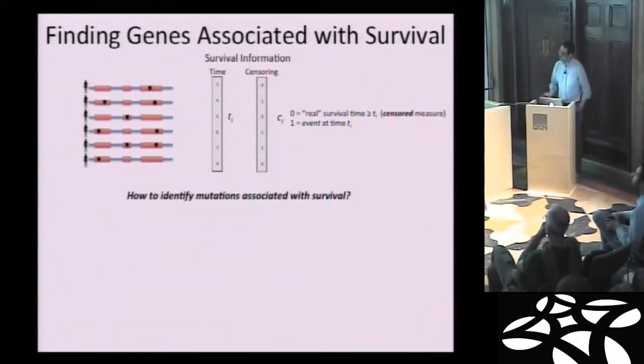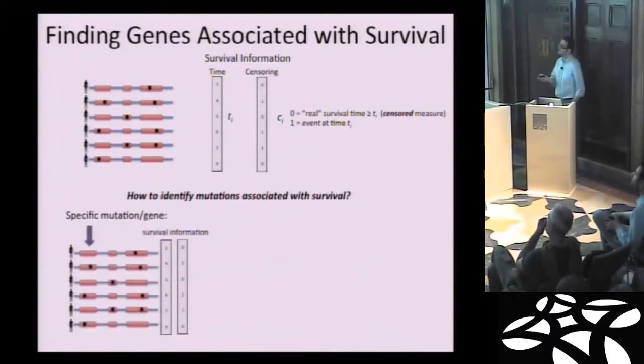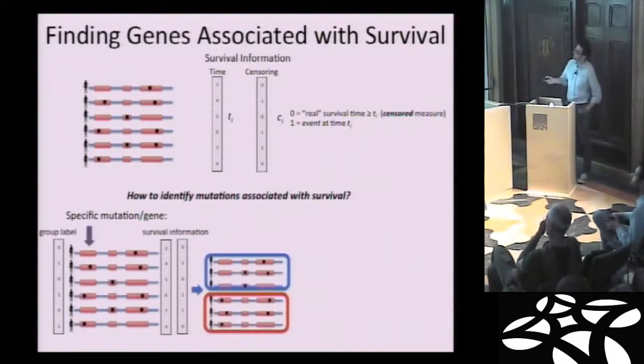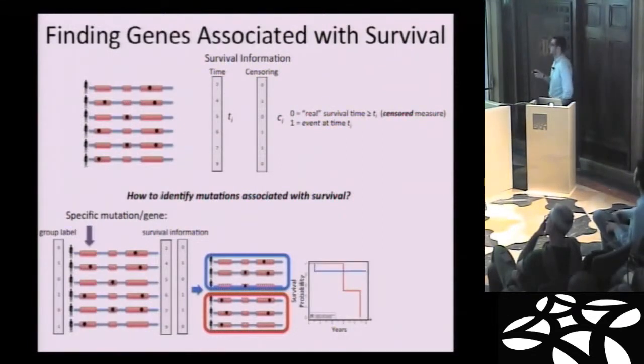Okay, so now how do I identify mutations associated with survival? A natural way to do it is to look at one gene. For example, if we consider the first gene, that is this column, we split the patients into two groups according to the mutation status for this gene, which corresponds to essentially a vector of 0s and 1s that describes the mutation status of the patients. Then for these two groups, we can infer or approximate the survival probability given the survival time and the censoring. This is a standard procedure in statistical analysis.